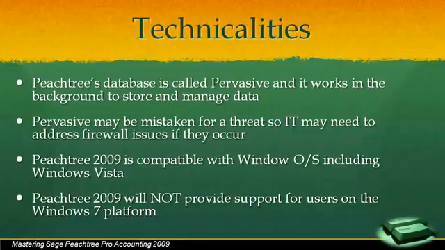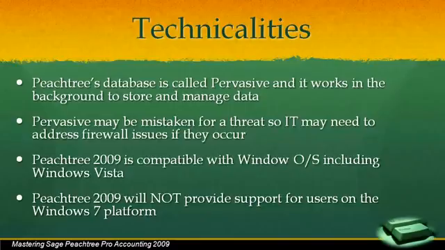First of all, Peachtree's database is called the Pervasive Database, and it works in the background to store and manage your data. The problem is that Pervasive can actually be mistaken for a virus. So if you have things like firewalls and those types of pieces of software in place, it might try to block it and you run into some issues.